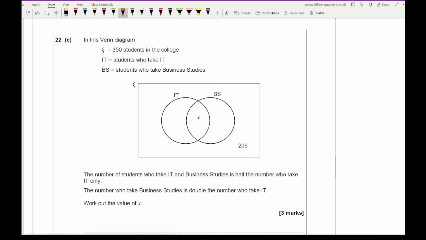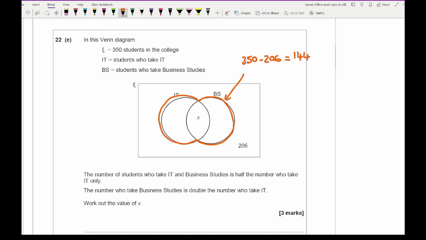So first of all, let's work out what the numbers inside the circles in the Venn diagram need to add up to. So this is going to be 350 minus 206, which gives me an answer of 144.